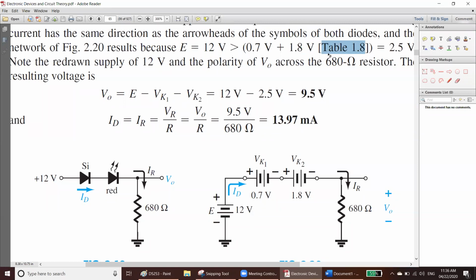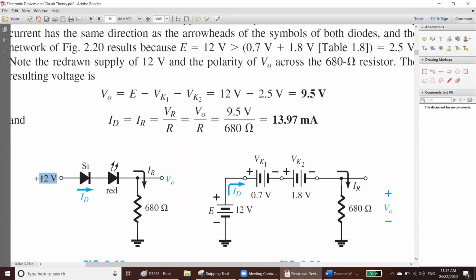We will see that in the next class when we talk about the LEDs. Red LED takes 1.8 volt. Remember, this is the red. It will take 1.8 volt. It is a silicon. It will take 0.7 volt. So how much will they take? They will take 2.5 volt, because 0.7 plus 1.8.